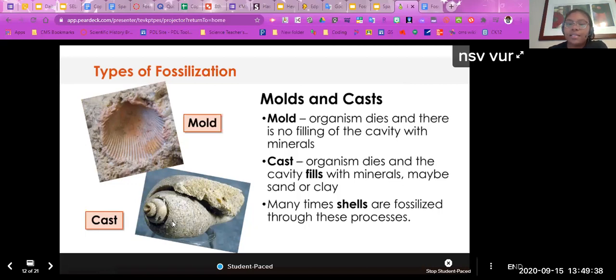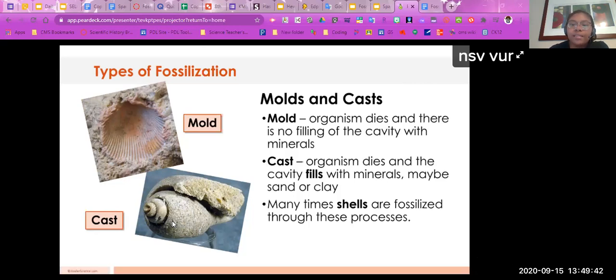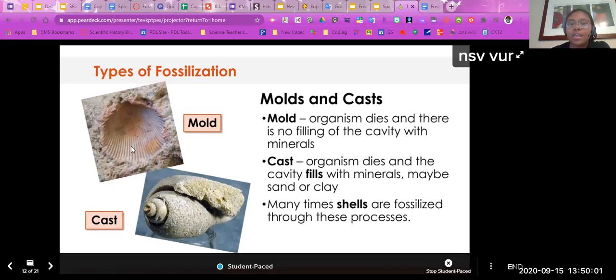Versus this one that is a cast. This is where your organism, when it dies, the cavity is completely filled with minerals. It could be sand, it could be clay, it could also be silt, and they're going to be fossilized over time in that process. So those are ones that you can usually pick up and investigate a little bit more, whereas these are still going to be stuck in our rock layers.